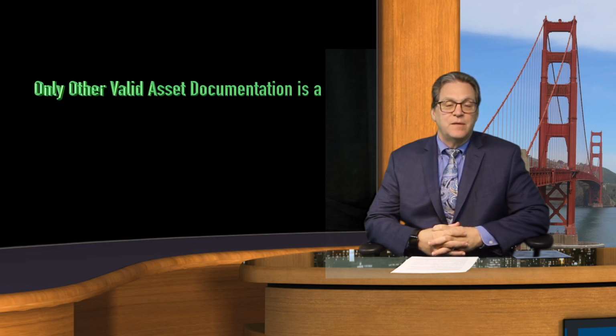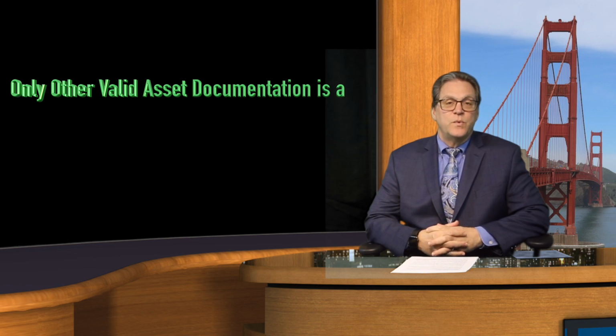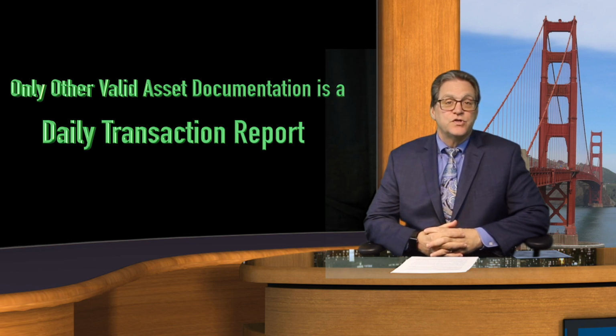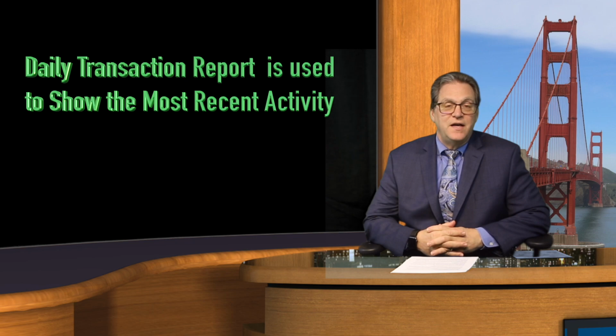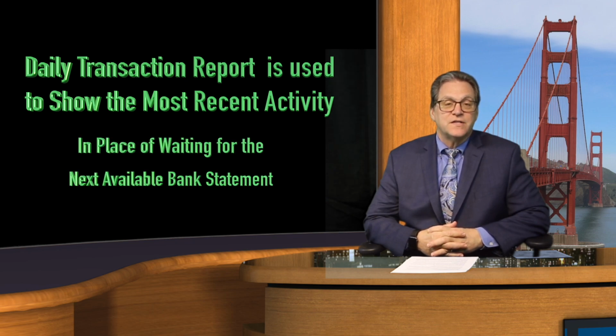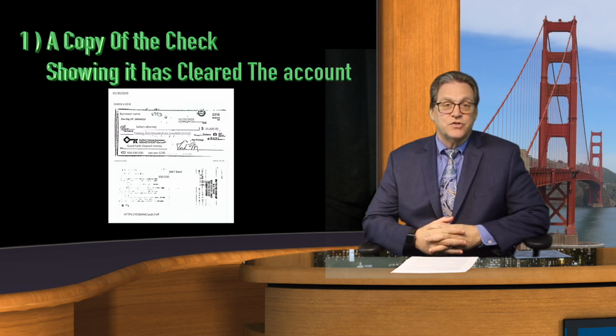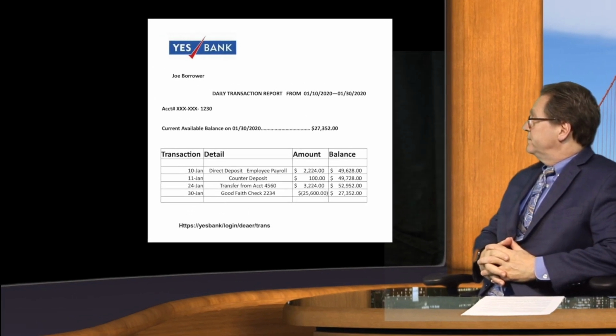In conjunction with the bank statement, the only other legal documentation that can be used to verify assets is what we call a daily transactional report. A daily transactional report you can usually print from your online banking account. A daily transactional report is used when we want to see the most recent activity in your bank account and we don't want to wait till the next bank statement becomes available. In order to close, we need to show that the down payment check has cleared the borrower's account, as well as we need a copy of the canceled check showing that it cleared the borrower's account. But let's take a look at a daily transactional report.